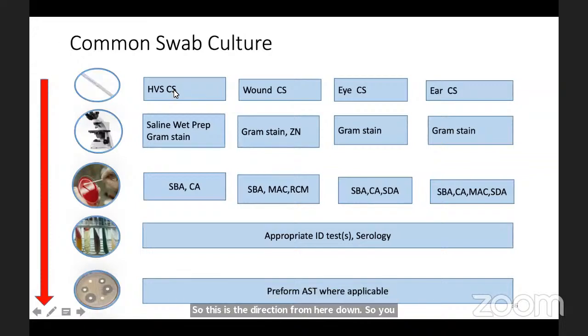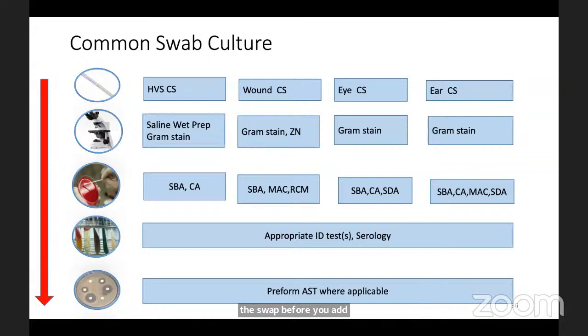This is an HVS. You have to do your saline wet prep, and you do your gram. Ideally, swabs should come two for the culture. So you have one for the routine examination and the gram, and then you have one for the culture. If you have one for the RE, you do your wet preparation, and then you do your gram staining. If you have just one for the culture, you make sure you culture the swab before you add saline to it.